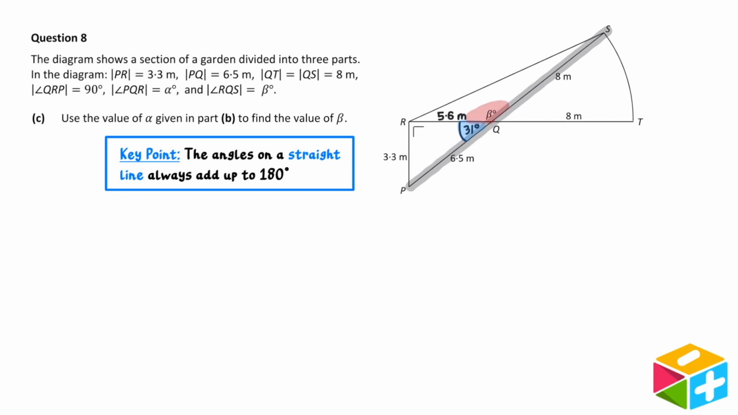Since angles on a straight line always must add to 180, we get the equation that 31 plus beta is equal to 180. To find beta, all we have to do is subtract 31 from both sides. This gives us the answer that beta is equal to 149.